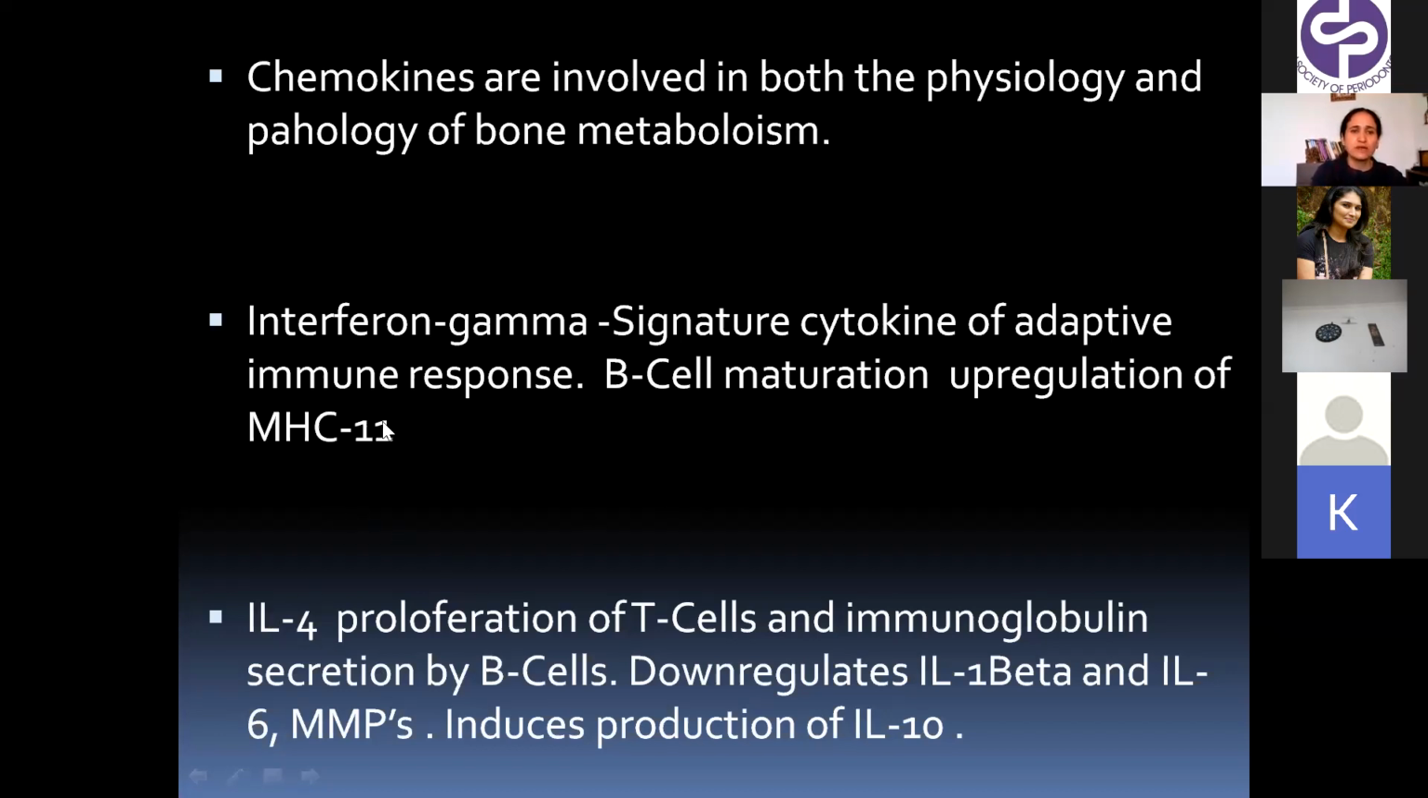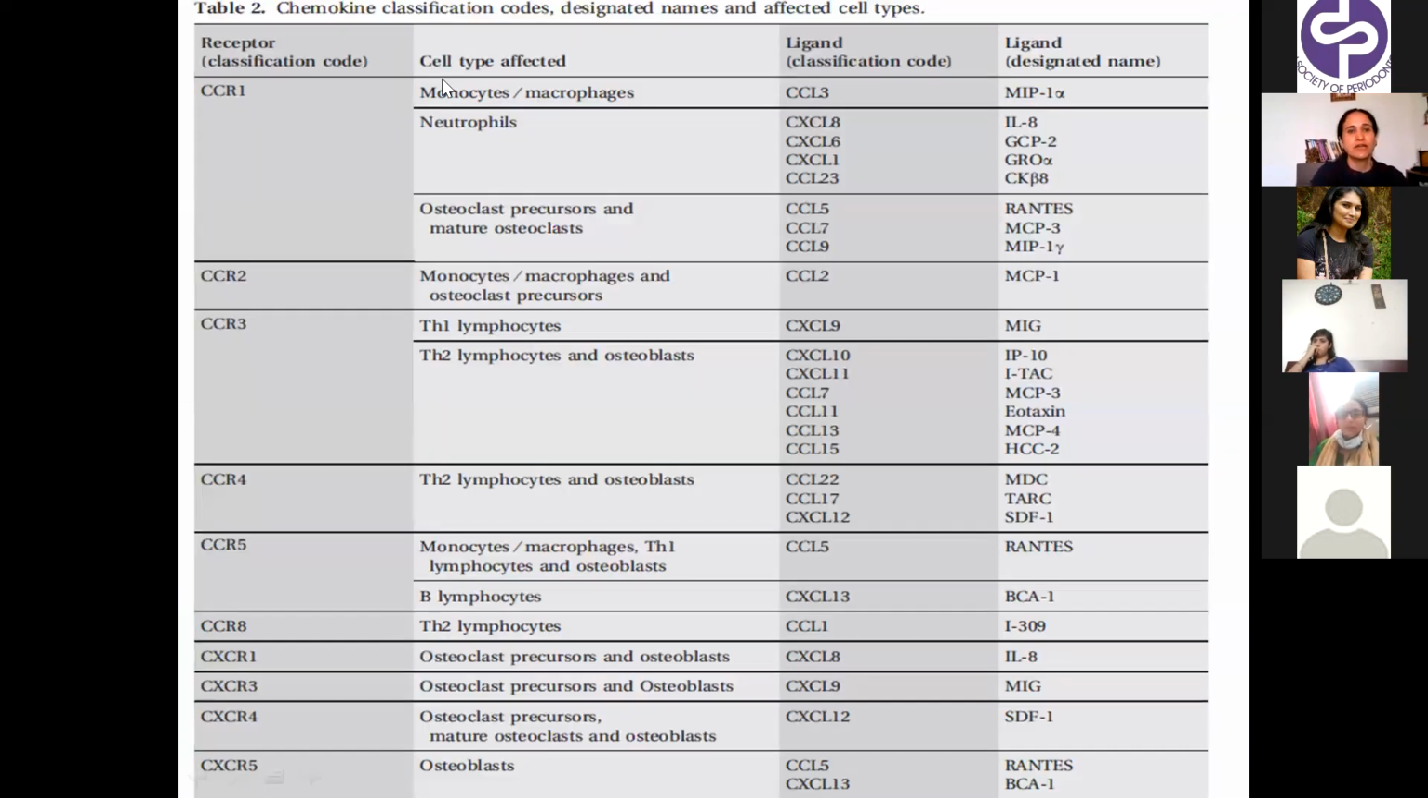Then there is IL-4: it leads to proliferation of T cells and secretion of immunoglobulins, and it downregulates IL-1 beta. So what is IL-4? It's an anti-inflammatory. IL-4 and IL-10 are the anti-inflammatory mediators, and IL-1 and 6, you remember, are the pro-inflammatory mediators. So IL-4 is downregulating IL-1 beta, IL-6 and MMPs, and it also induces production of IL-10, which is again an anti-inflammatory mediator. These are the different types of cytokines.